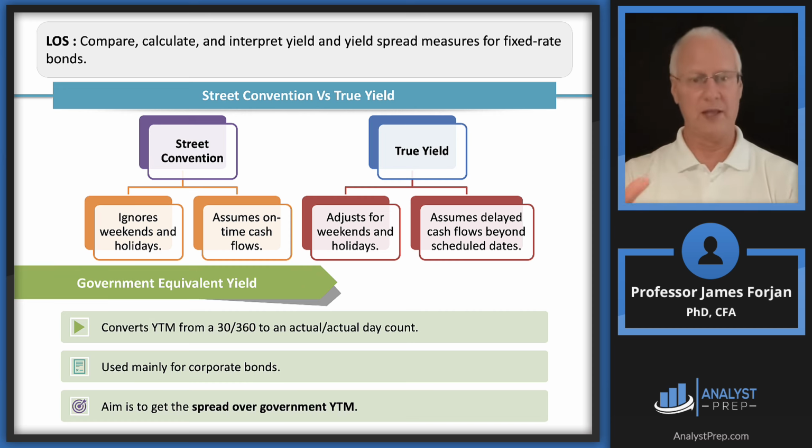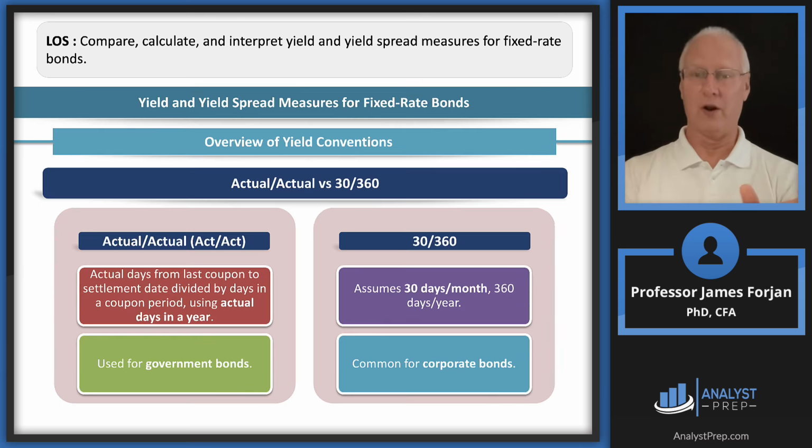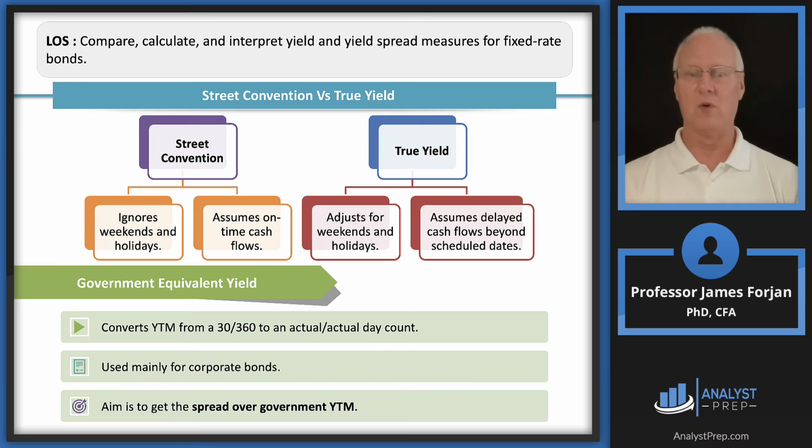So if we're comparing those two, we need to make certain that we are, let me go back here real quickly. We are comparing our corporate bond with our government bond with one convention and another convention. So we're probably going to have to convert that yield to maturity. This is called the government equivalent yield. The true yield on a bond counts the weekends, it counts the leap years, it counts all of the holidays. Street convention ignores all of that stuff.